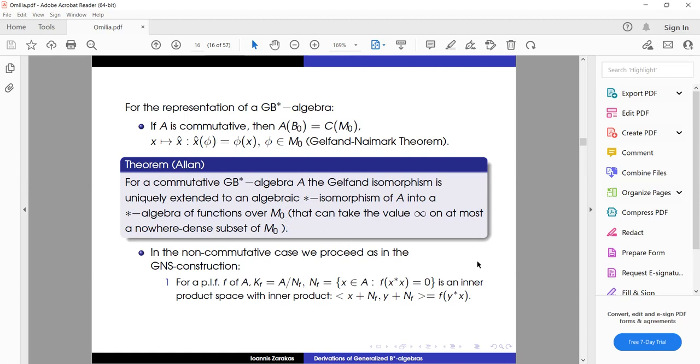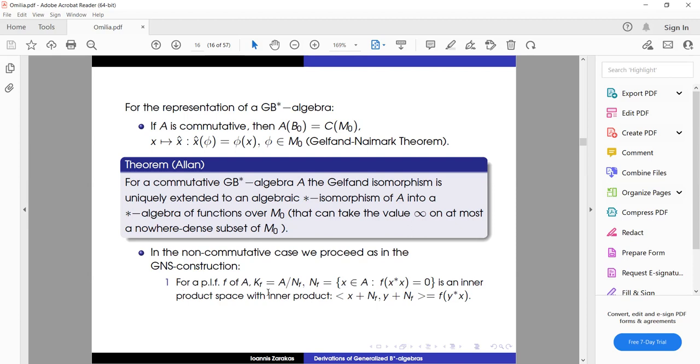As far as the non-commutative case is concerned, I am noting in this bullet that one can have a representation, of course, of non-commutative G-B-star algebras through the well-known GNS construction that we have for C-star algebras. For example, the same works here, the same up to a point though, which means the following.